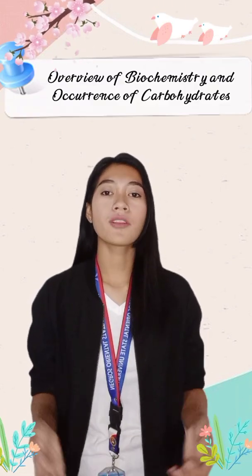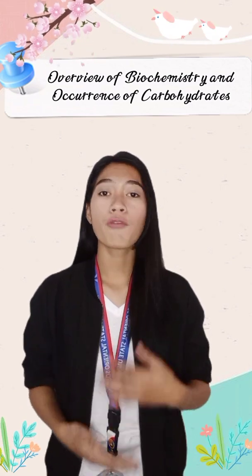Lesson 1 is all about the overview of biochemistry and the occurrence of carbohydrates. For me, this lesson is very interesting and very exciting to study. While I was reading the lesson, I understood what biochemistry is. It is a discipline of both chemistry and biology and is the study of chemical processes within and relating to living organisms. It is used to learn about the biological processes which take place in cells and organisms. It is used to study the properties of biological molecules for a variety of purposes.